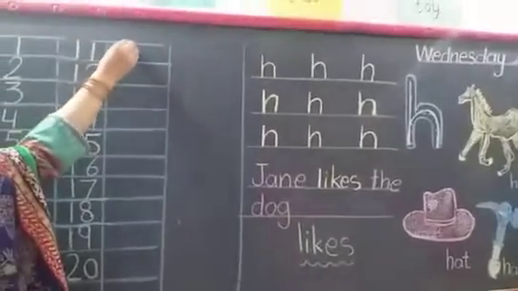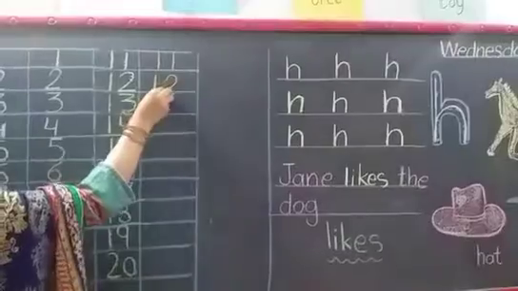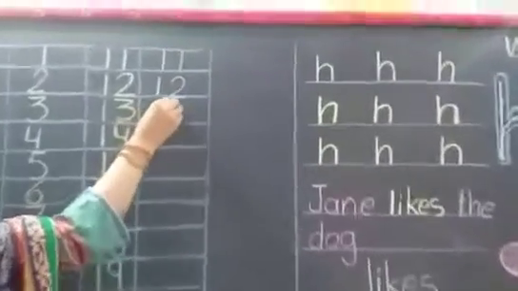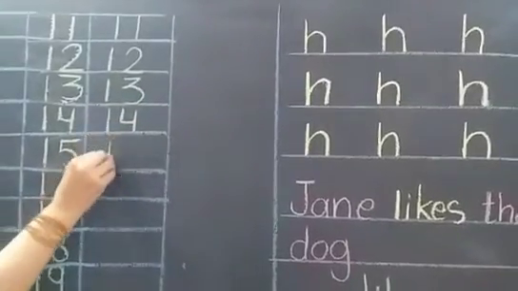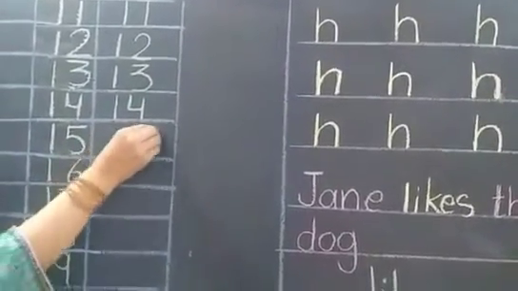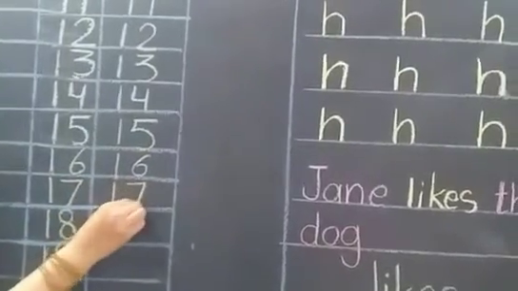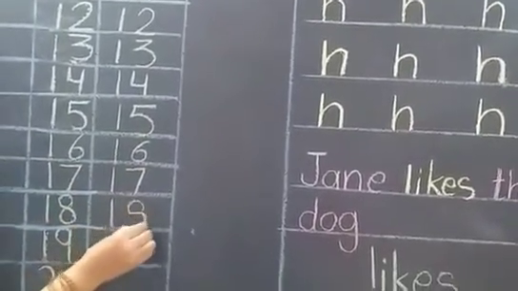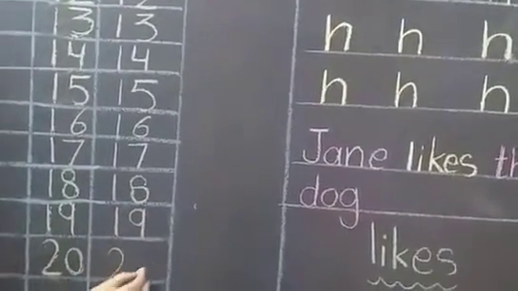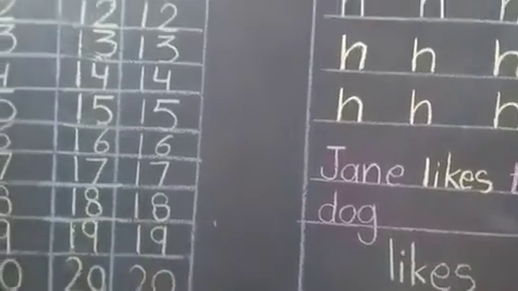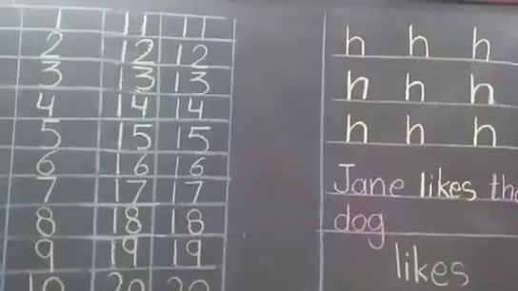यहाँ पे हम राइट करेंगे 11, 12, 13, 14, 15, 16, 17, 18, 19, 20. आप सब बच्चे घर में काउंटिंग रीड करते हैं मम्मा के साथ? करते हैं? गुड. ओके, फिर से स्टार्ट करते हैं.